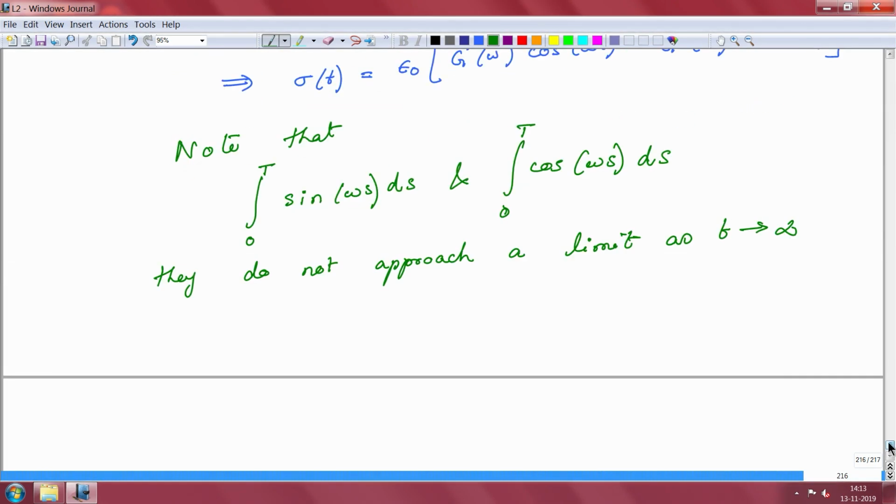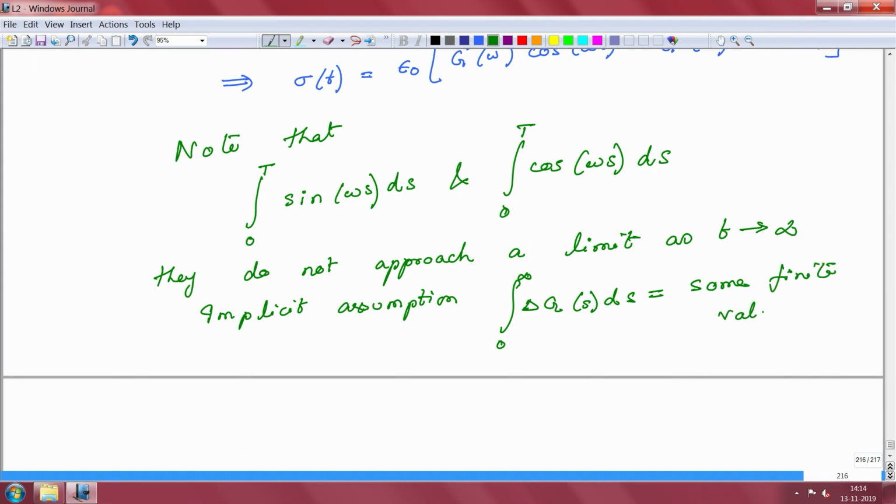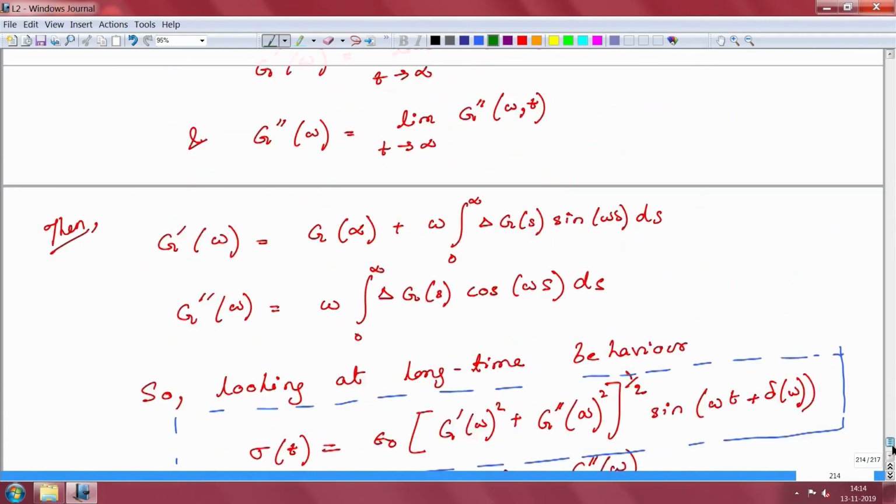So another implicit assumption was that the integral from 0 to infinity of delta g(s) ds is some finite value, or basically that this integral converges. And that is why we had required that delta g tends to 0 as t tends to infinity. If you remember, in the very beginning we had done that.